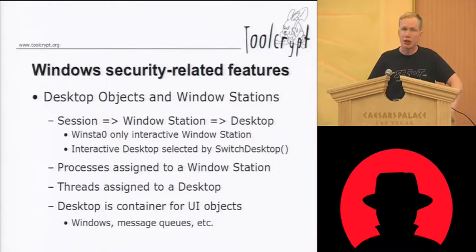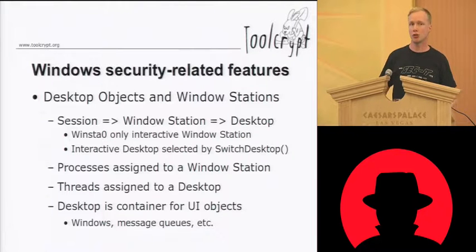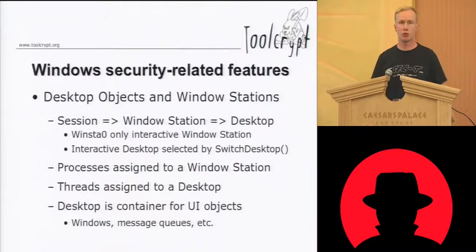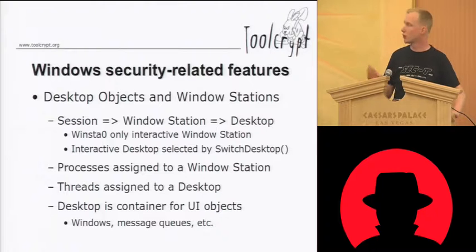For example, there's the interactive desktop that you get logged into, essentially. And there's also the logon desktop, which is where you enter your credentials at the login prompt, and also where you get sent to when you press Control-Alt-Delete. Now, processes belong to a Windows station, so they kind of map at that level. But threads can be assigned to different desktops within that Windows station.